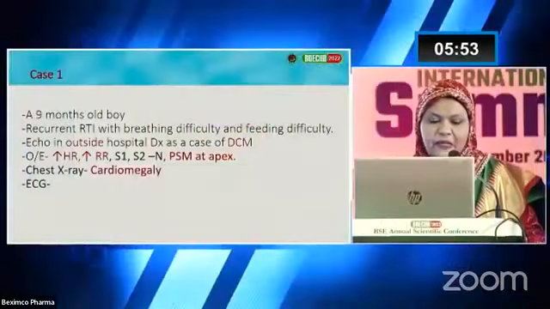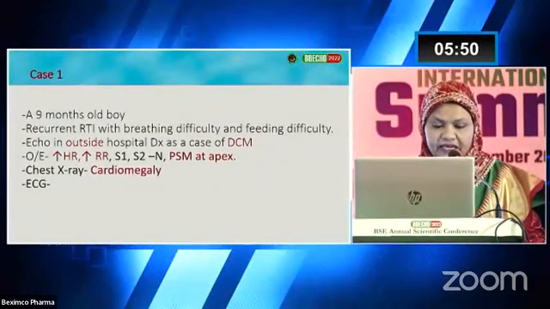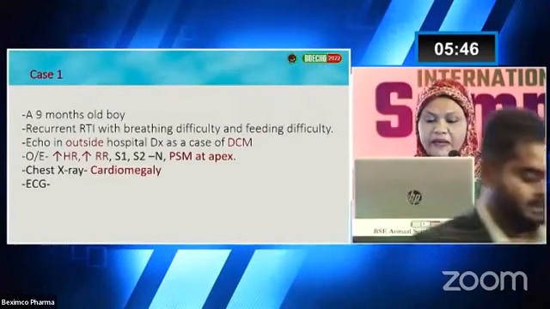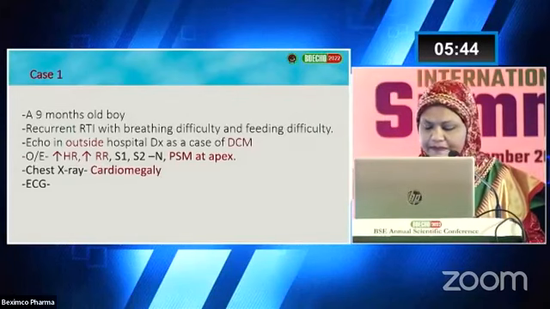I will share a case of dilated cardiomyopathy. A 9-month-old boy presented with recurrent RTI, breathing difficulty, and feeding difficulty. An echo done outside diagnosed him as a case of dilated cardiomyopathy, and he came to our center for further evaluation. He had tachycardia, tachypnea, and a pansystolic murmur at the apex.